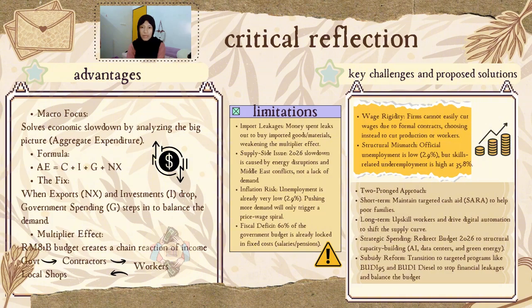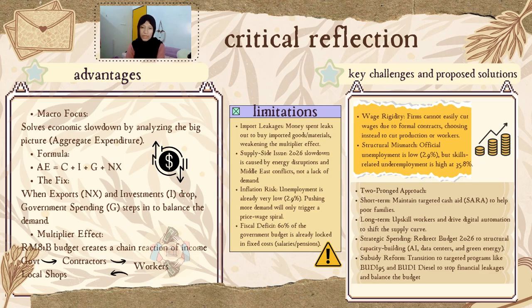However, traditional Keynesian management has major limitations. Malaysia faces heavy import leakage, and the current 2026 slowdown is actually a supply-side energy shock rather than weak demand. Pushing demand further when unemployment is already at a decade low, 2.9%, risks a severe inflation spiral, and our rigid 60% operating budget leaves a very narrow fiscal envelope.